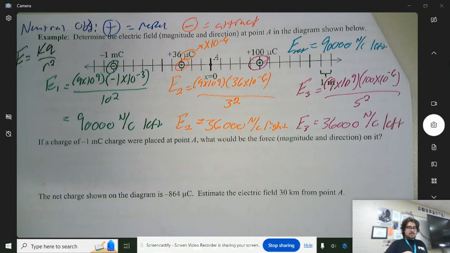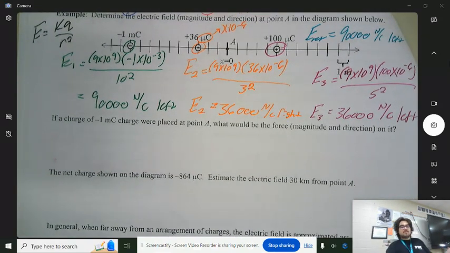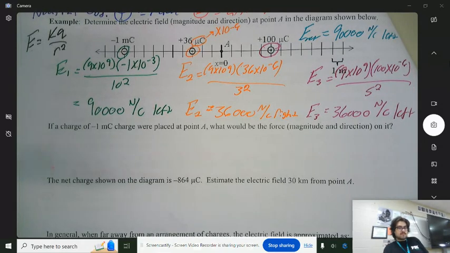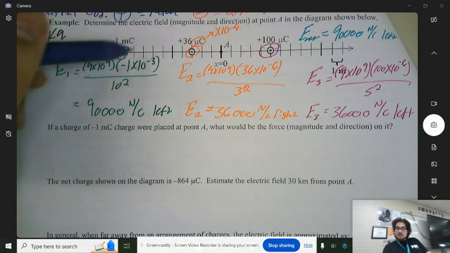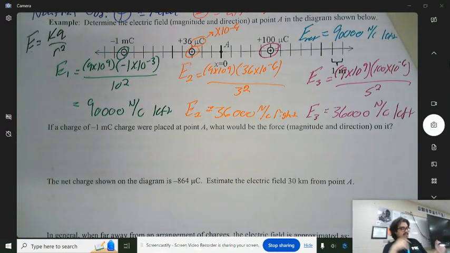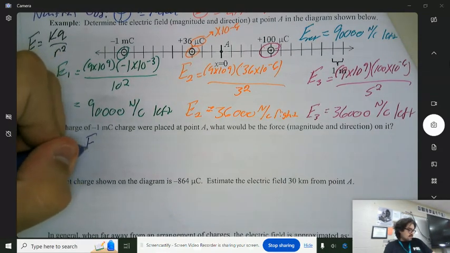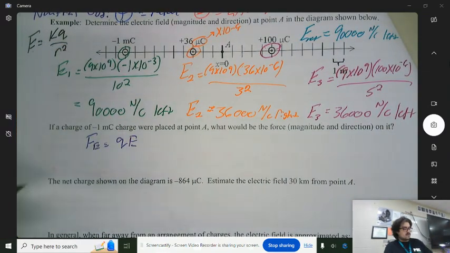Okay, a couple other things. These are just the last few ones to wrap up here. If a charge of negative 1 millicoulombs were placed at point A, what would the force be on it? Now you could go to the whole trouble of figuring out what does this one do to A, what does that one do to A. But you already got the electric fields. You don't really need it. You can just use Fe equals QE. That's the easiest way to do it.